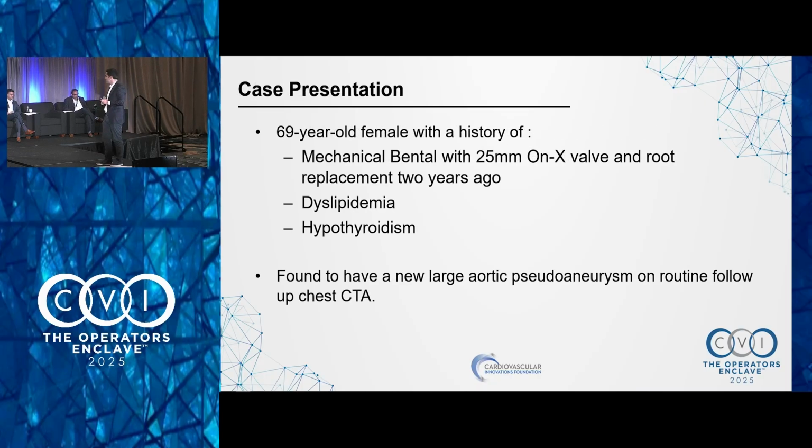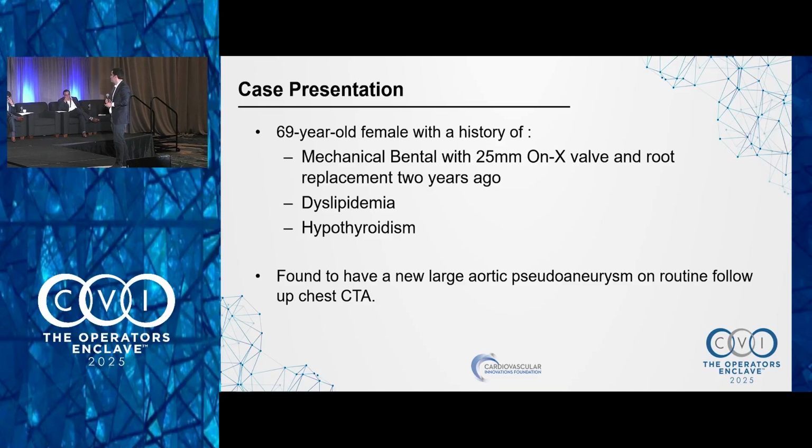So, a 9-year-old female. It's a little bit on the theme of aneurysm. She has a history of mechanical Bentall, 25 millimeter On-X, root replacement 2 years ago, with hypothyroidism. She's a retired nurse, so she's pretty familiar with a lot of the things. She's getting a routine chest CT just to make sure that everything looks okay.